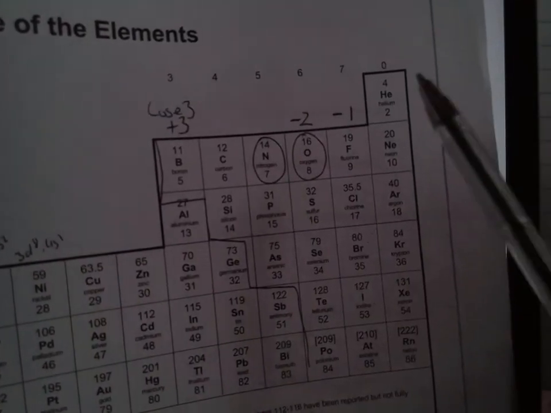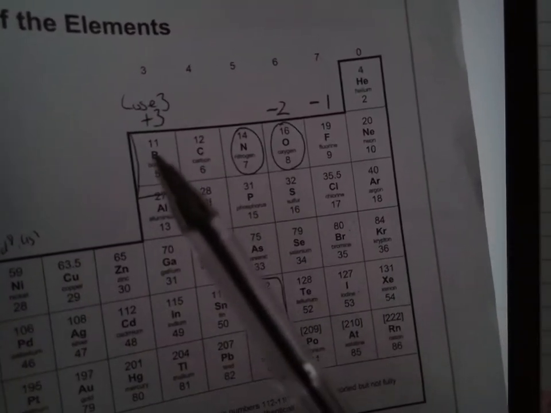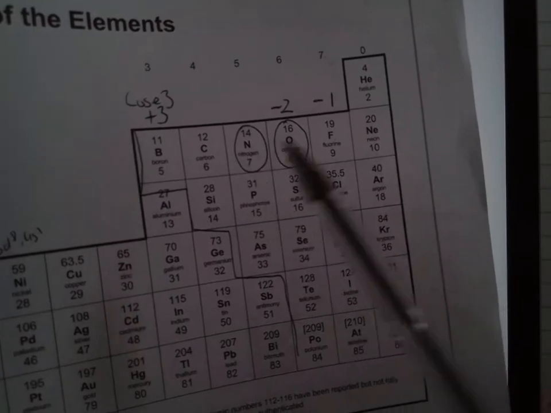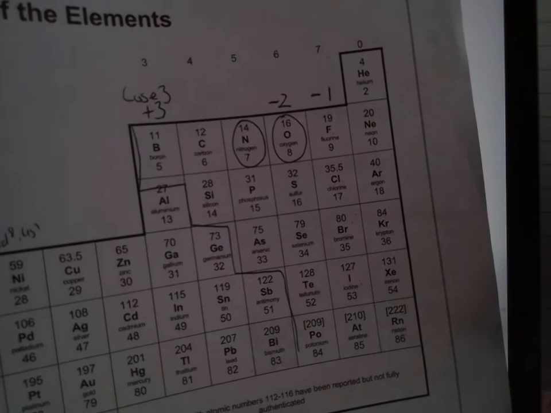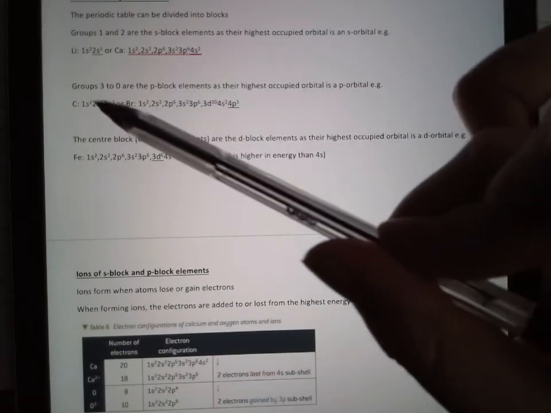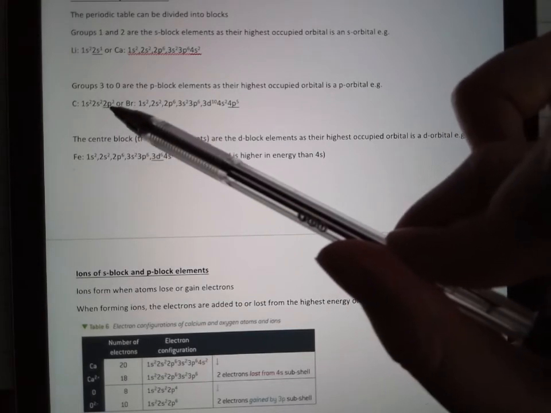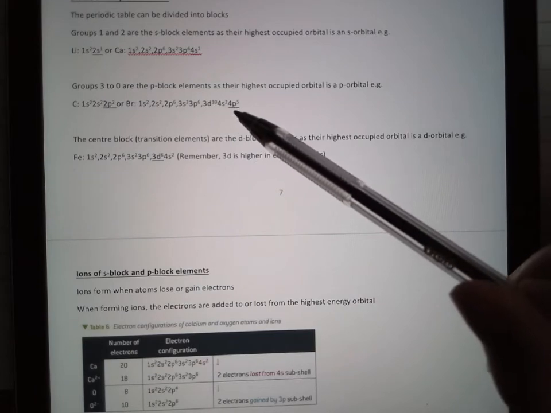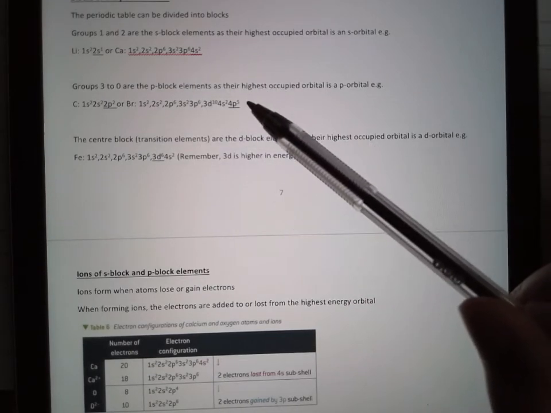If I go to my periodic table again, I can call groups 3 to 0 the p block elements for the same reason. If I write out the electron configuration of any of my group 3, 4, 5, 6, 7, or 0 elements, I will see that their highest energy orbital is always a p orbital. And I've done that here. If I draw out carbon, the highest energy orbital is a 2p. For bromine, the highest is a 4p. So you're always going to have that last electron filling into a p orbital.